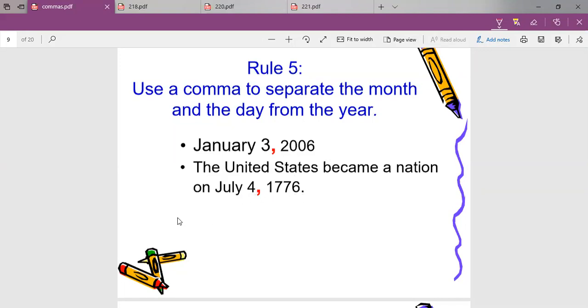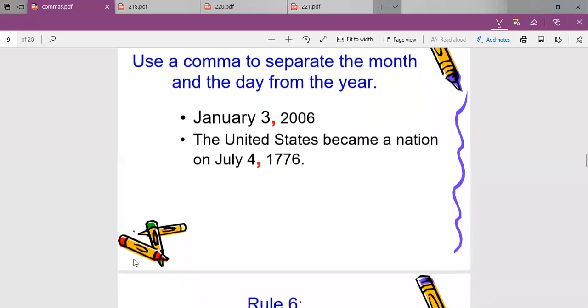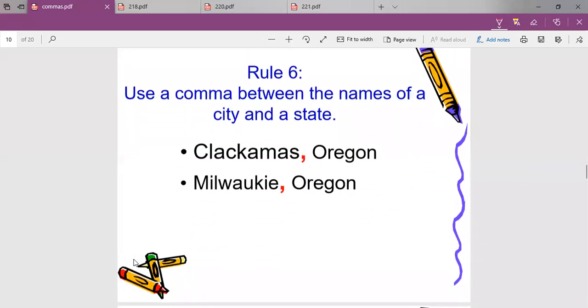The third example that we can use: we are having our grammar class on April 19, 2020. I was born on March 30, 1991, or any date. So this is how we separate the month and day combined, and the year will always be separated with a comma. This is what we have in our lesson also today. Okay, this is also what we have in today's lesson.